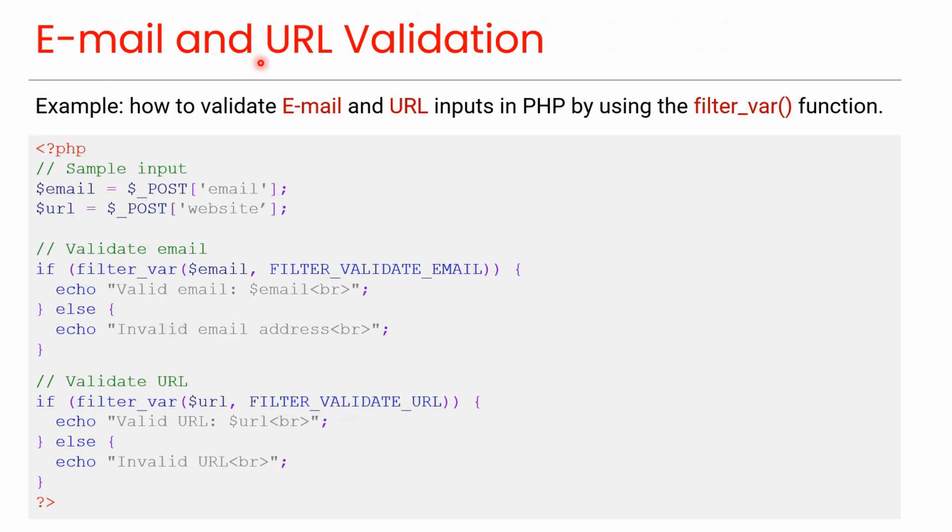Email and URL validation. Here's an example on how to validate email and URL inputs in PHP by using the filter_var function. The filter_validate_email filter ensures the input matches the structure of a valid email address. And the filter_validate_URL filter ensures the input is a properly formatted URL. To learn more about the filter_var function, check our PHP filters tutorial.